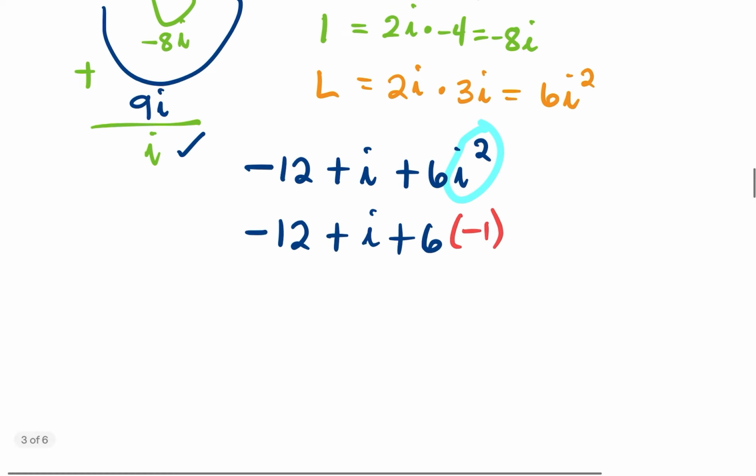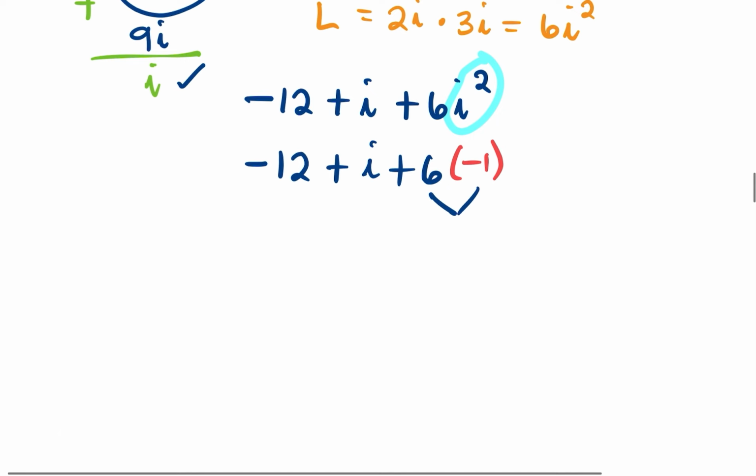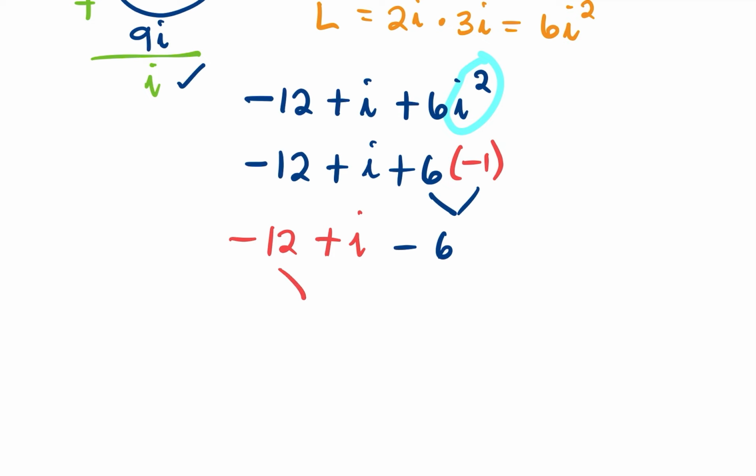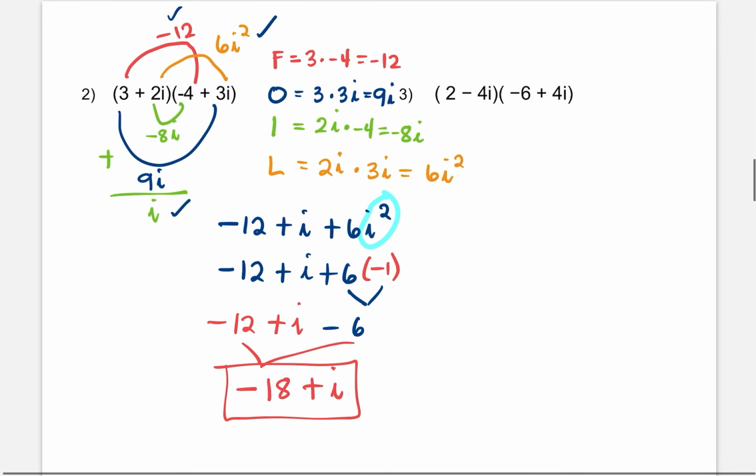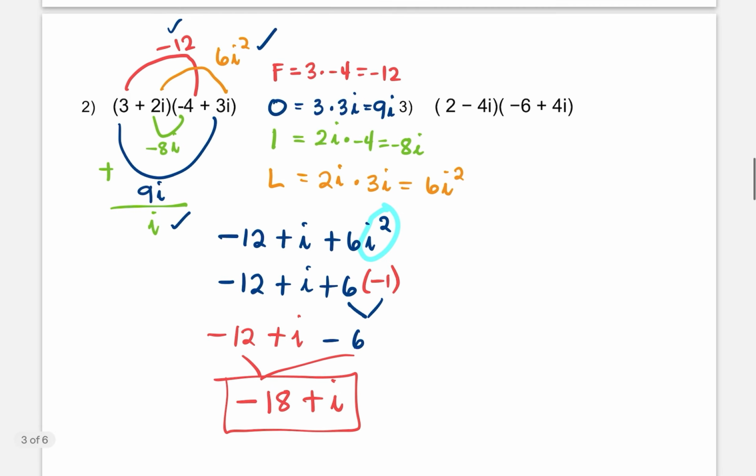We're going to apply PEMDAS. We're going to do this multiplication operation first. That is going to be minus 6. We drop i, and we drop negative 12, and we combine like terms. And so we've got negative 12 minus 6, which is negative 18 plus i. And so therefore, the answer is negative 18 plus i. All right, let's look at the work that we just did again.